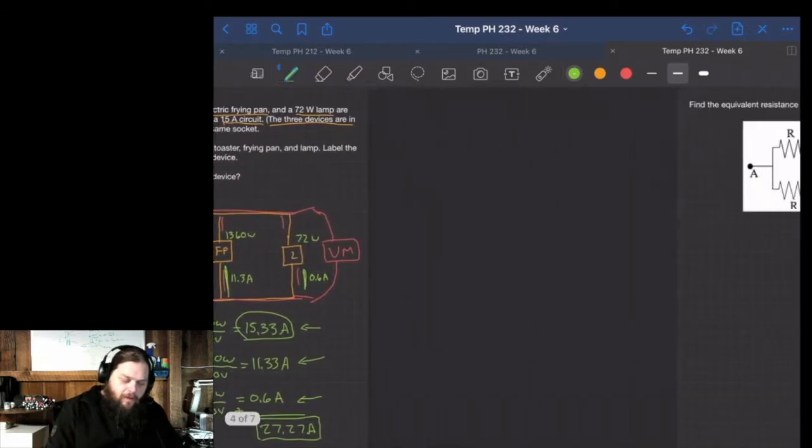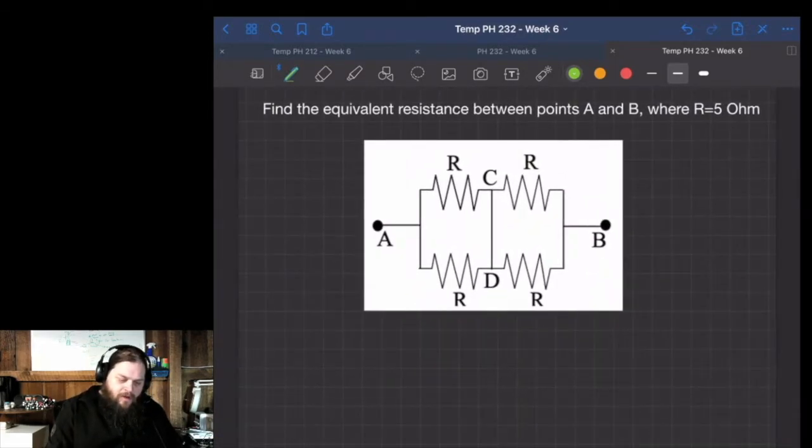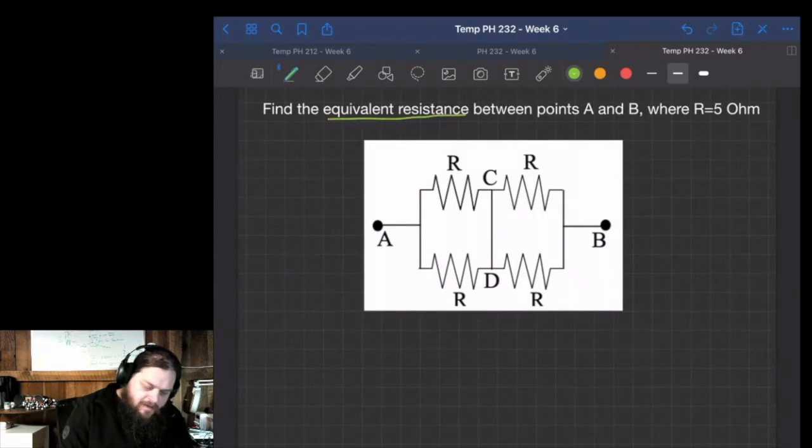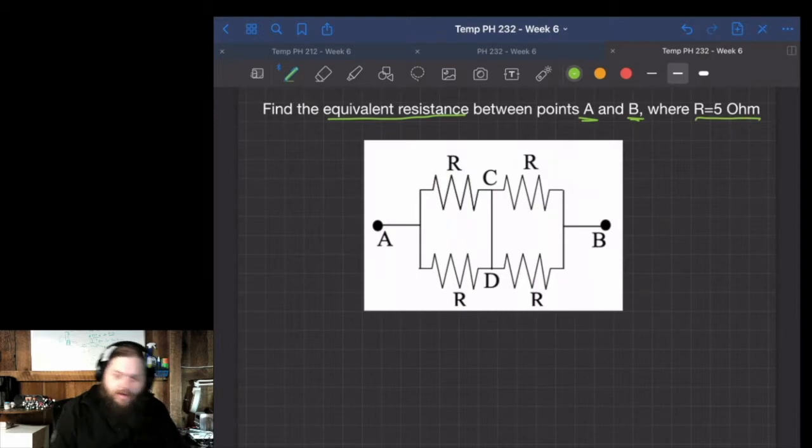Let's look at another problem. Here it wants us to find the equivalent resistance between point A and point B, where R is equal to 5 ohms. So this circuit here is kind of a weird circuit. We've got this connection going on in the middle, and we have 2 rows of resistors going through there.